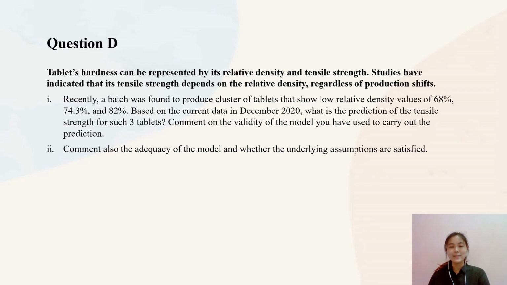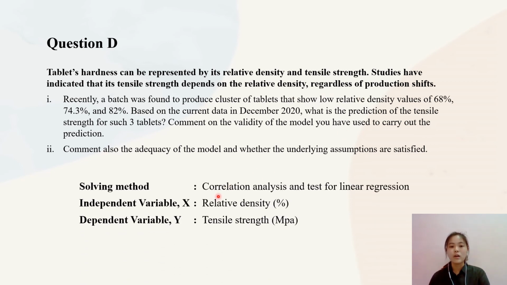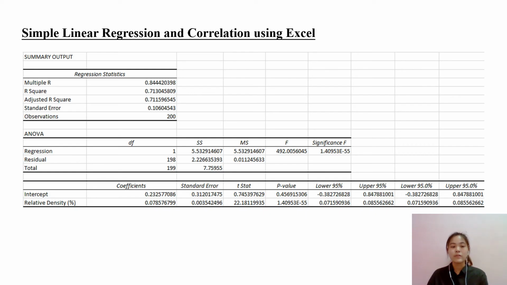Hi, I'm May Xin, and I will continue with question B. From the question, tensile strength depends on the relative density, regardless of the production shift. So we can use the method of correlation analysis and test for linear regression to solve this problem. Independent variable x is the relative density, dependent variable y is the tensile strength. By using Excel, we can obtain the analyzed data as shown in this figure.